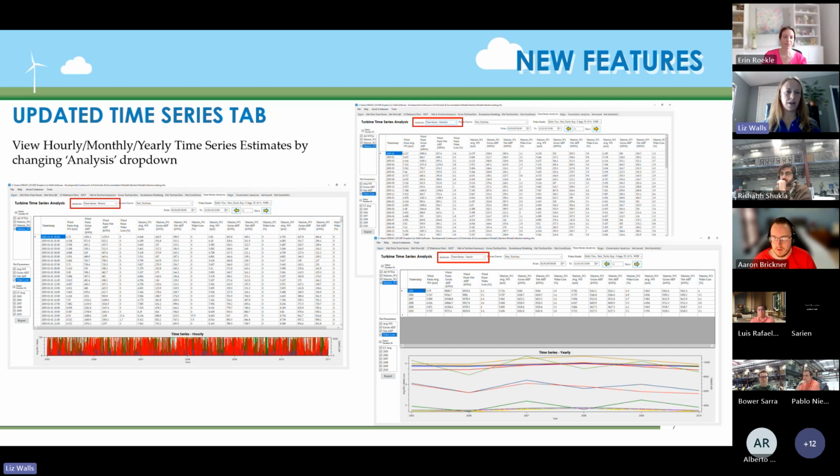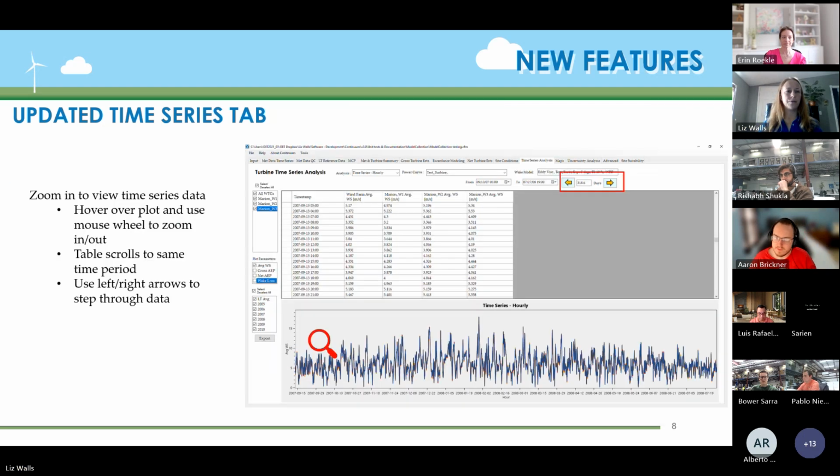But you can switch that drop-down to monthly. That condenses the data down now to monthly. Might be a little bit easier to look at or compare. So you have that option available to look at the same data, but again, condensed down into monthly. You can take it a step further and condense it down and take a look at the time series on a yearly basis. So those are the three options, hourly, monthly, yearly, that you can view and analyze the time series estimates.